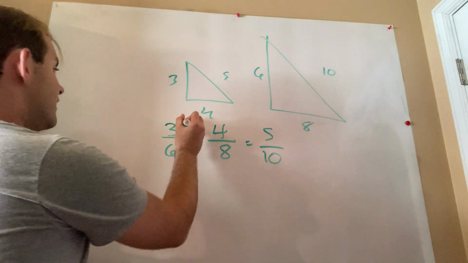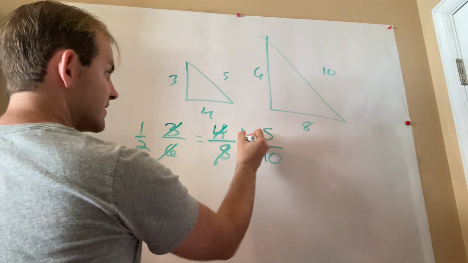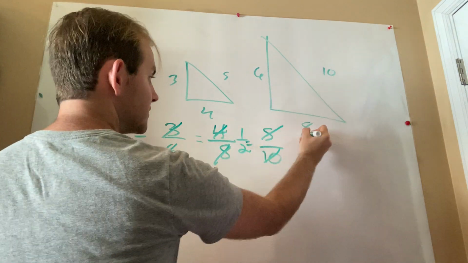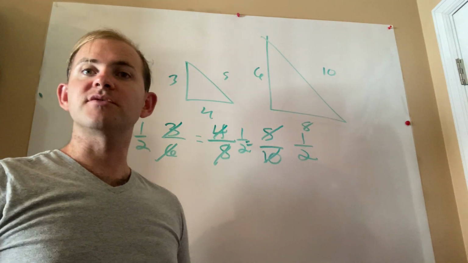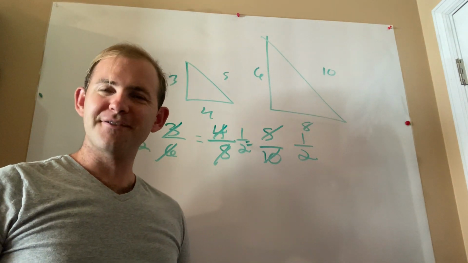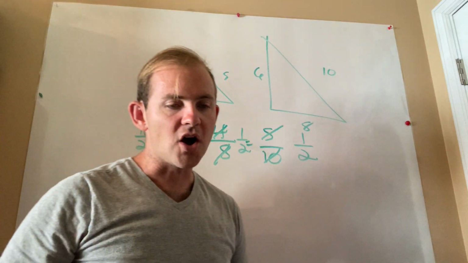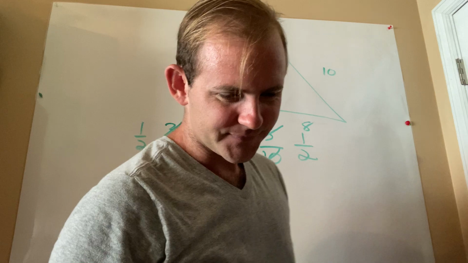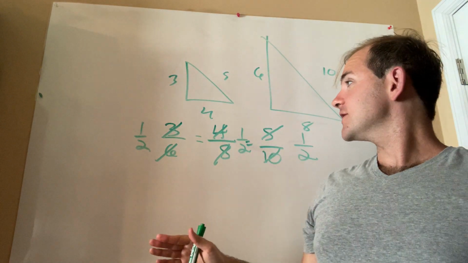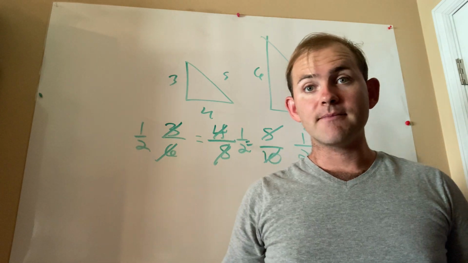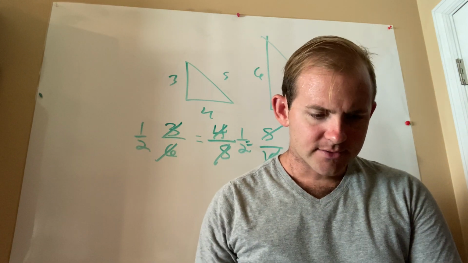Let's check. This reduces down to 1/2. This also reduces down to 1/2. This also reduces down to 1/2. Is 1/2 equal to 1/2 equal to 1/2? Yes, in fact it is. So we would say that these 2 triangles right here are similar. Okay? Now, in a case where for some reason you didn't get 3 of the same, what that would mean is that they are not similar, right?